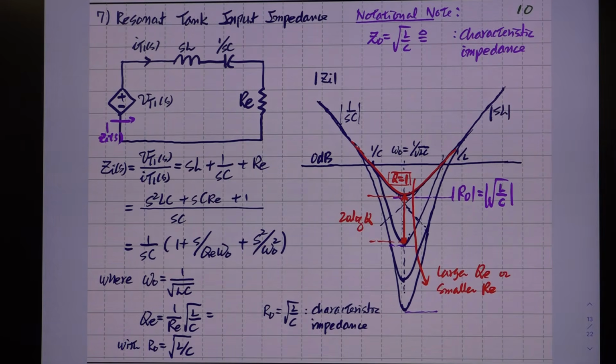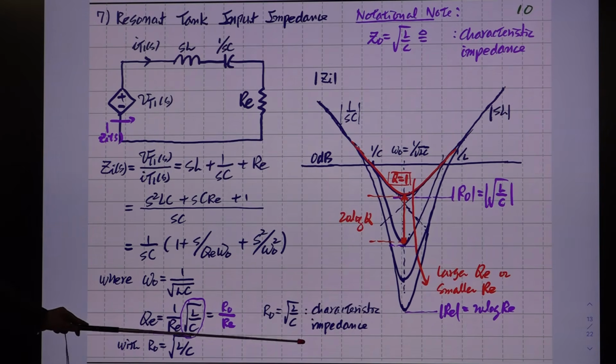And this value is RE. What I mean by this is 20 log RE, and the value of QE. This term is simply the characteristic impedance, using the notation written here. So RO. I wrote this down twice here, and one of them is unnecessary. It's called the characteristic impedance.